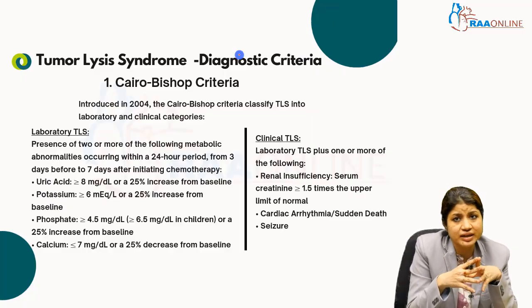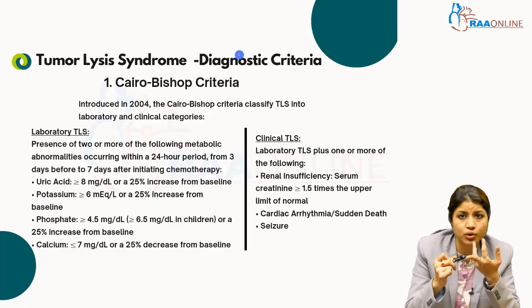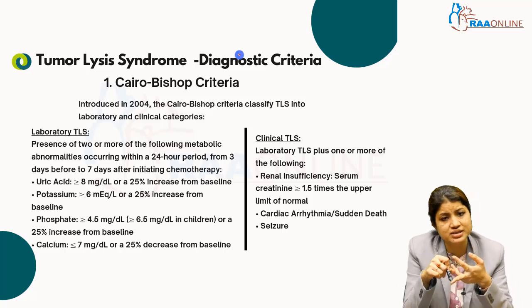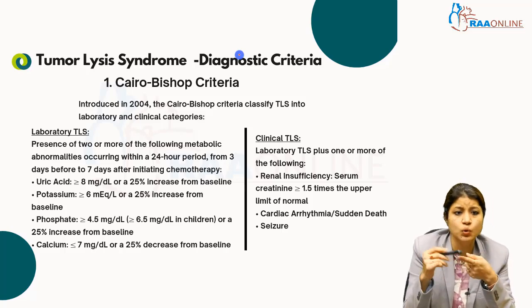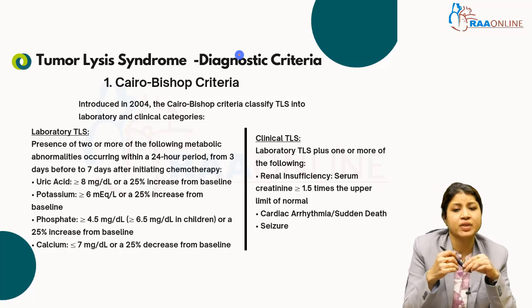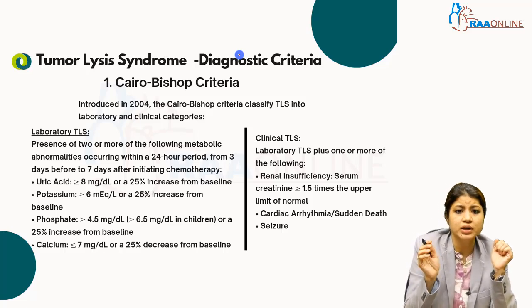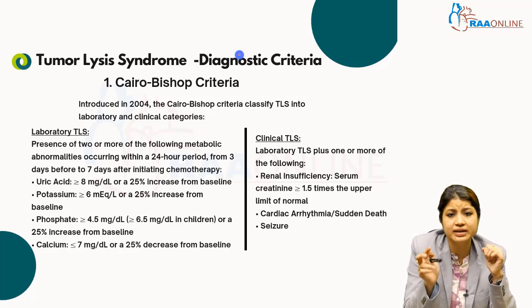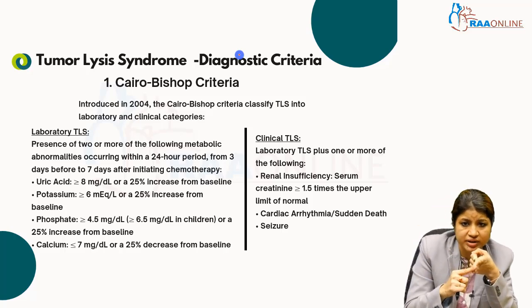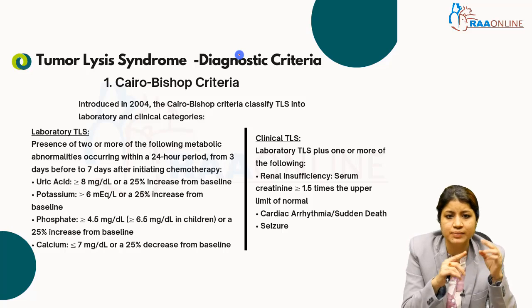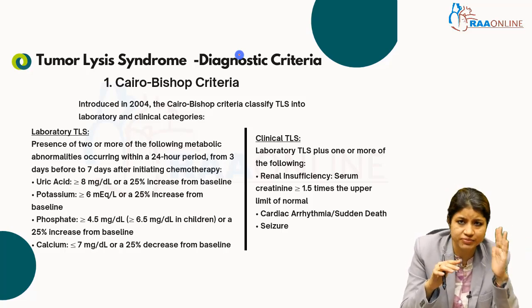So, diagnostic criteria. Here we have two scales, very important for all the DRNB and DM trainees to know: the Cairo-Bishop score and the Howard's criteria. The Cairo-Bishop score was introduced in 2004 and it classified TLS into two types, either the laboratory TLS or the clinical TLS. So laboratory TLS is very easy.